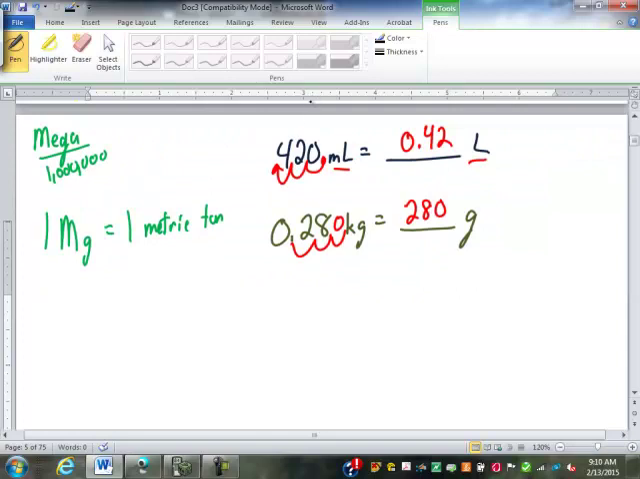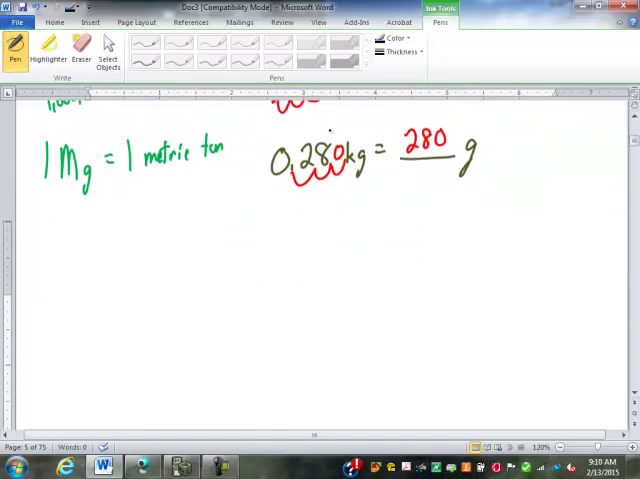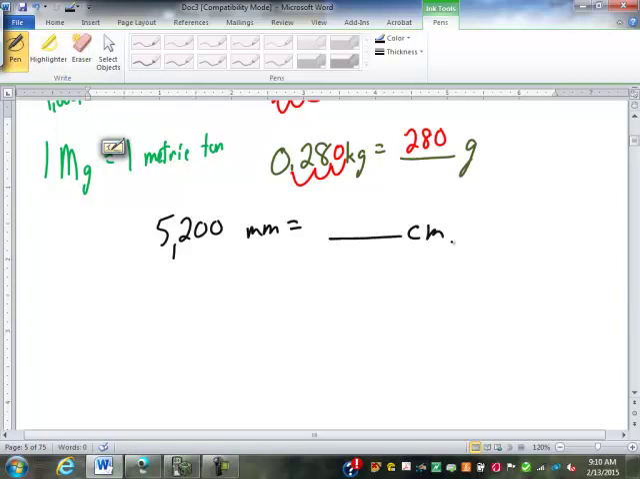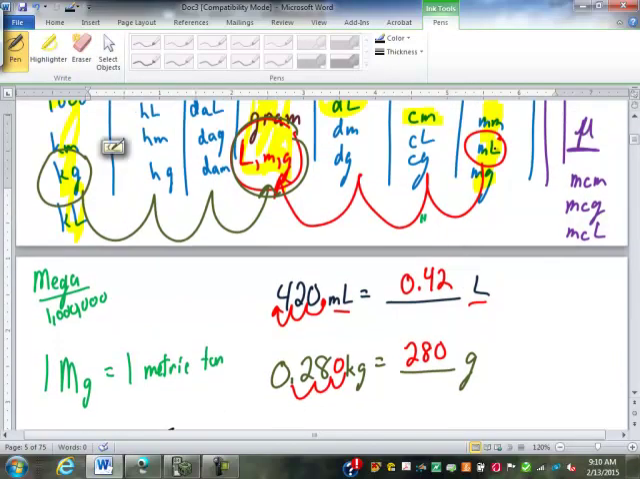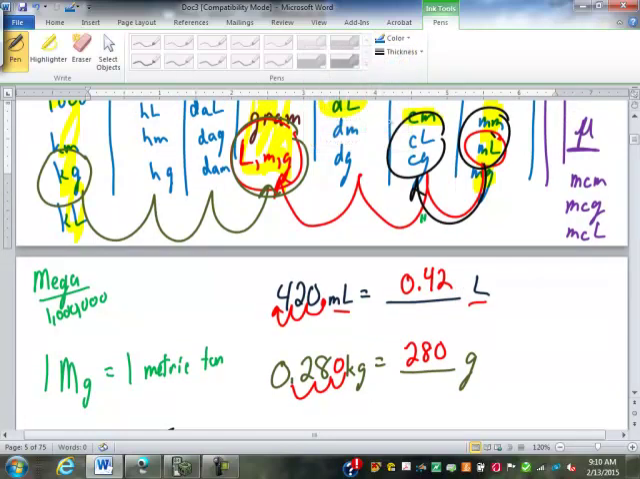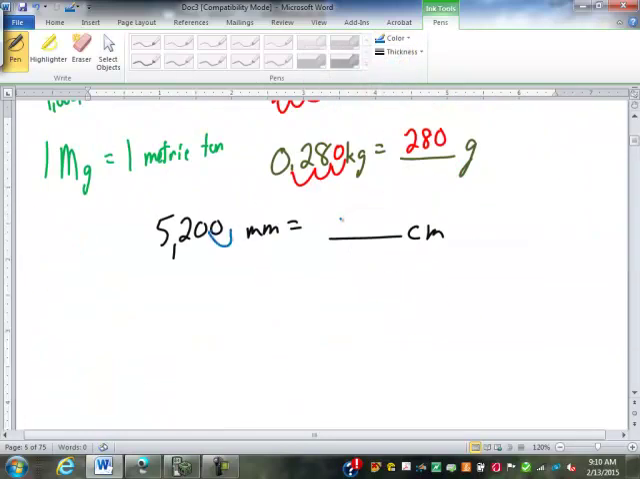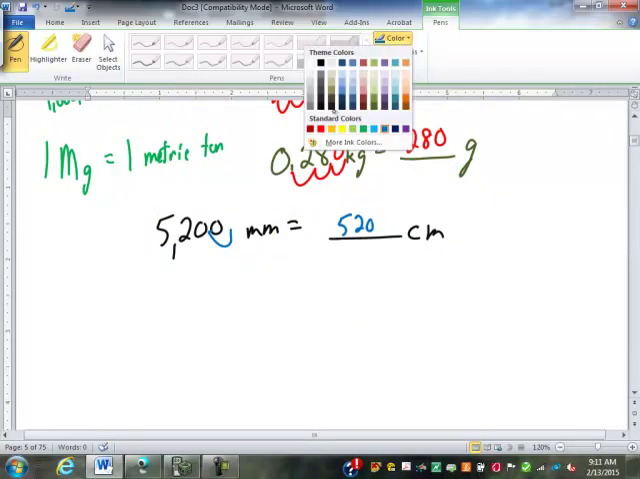As we continue with those, let's just do a couple. We might have 5,200 millimeters going into centimeters. From milli to centi is 1 spot to the left on the chart. So my decimal point goes 1 spot to the left: 520. Pretty simple, right?